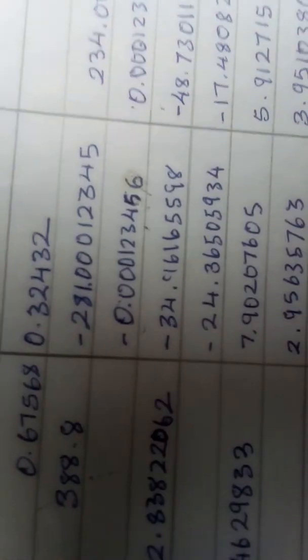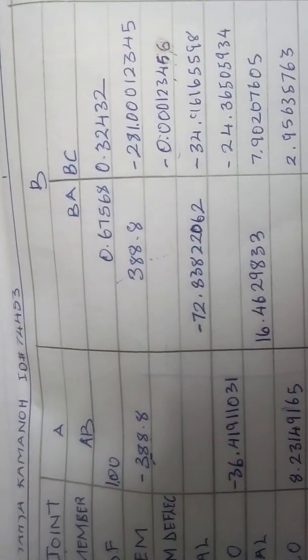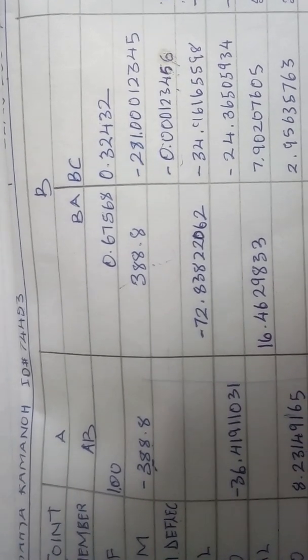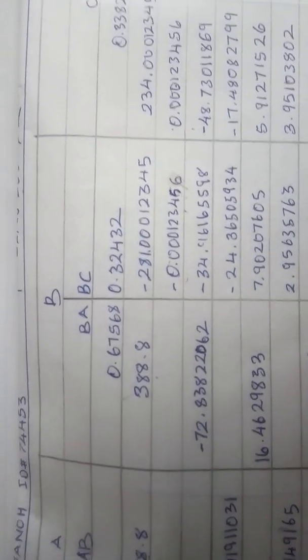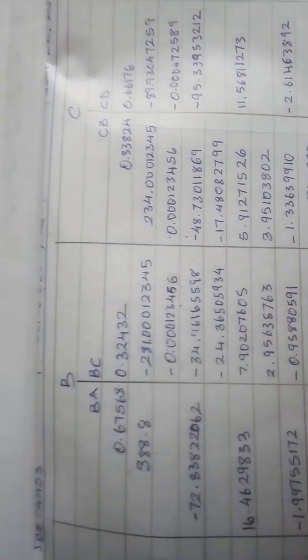Now the next problem is how do we begin the distribution? Joint A and joint D can only receive. They cannot give out. So only joint B and joint C will begin to give out and receive at each joint.